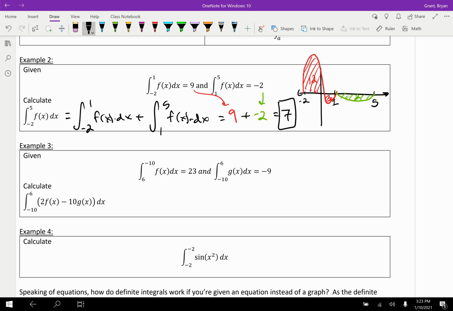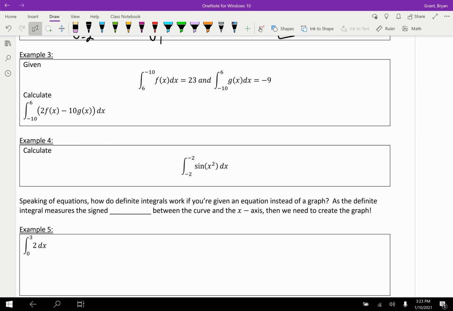All right, example 3. Given all this stuff, calculate this. Well, the first thing I'm going to notice is that we're going from negative 10 to 6, small to large. And if we're looking at this, this is not small to large. This is large to small. This one is good, though.